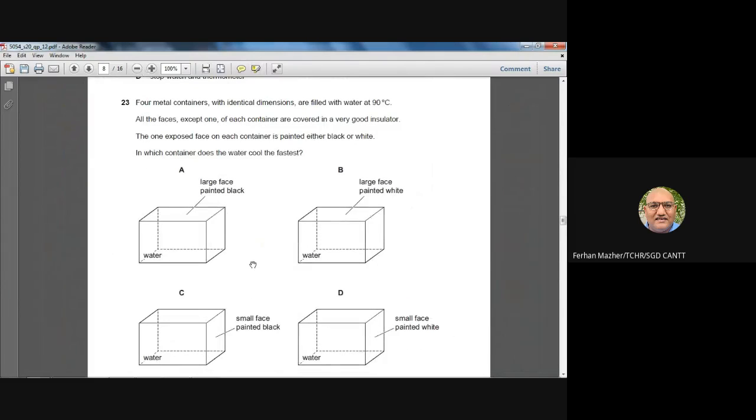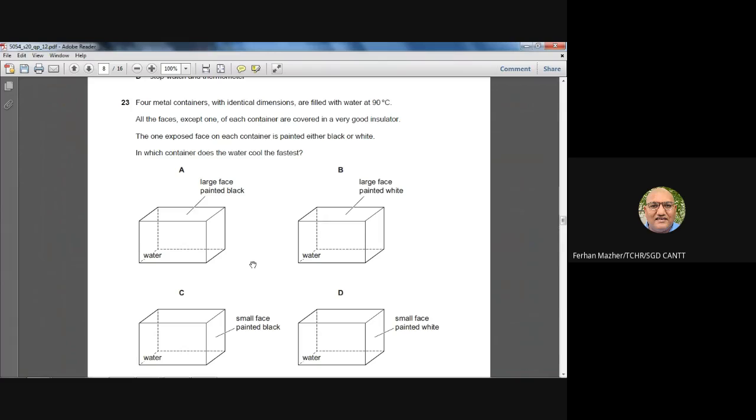Four metal containers with identical dimensions are filled with water at 90 degrees centigrade. All the faces except one of each container are covered in a very good insulator. The one exposed face on each container is painted either black or white. In which container does the water cool the fastest?